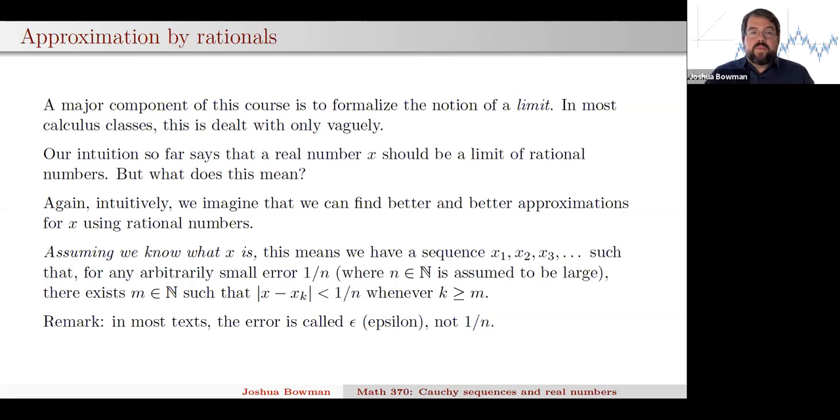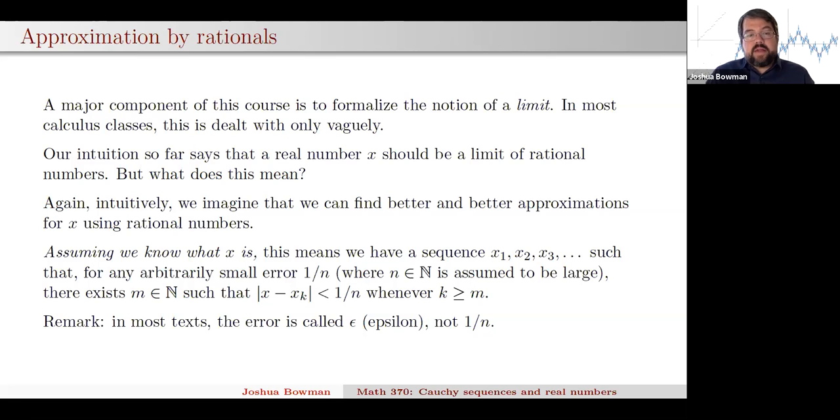Again, the intuition is that we imagine we can find better and better approximations to our real number using rational numbers. Now, assuming we know what real number we started with, what that means is we have a sequence, x1, x2, x3, and so on, and these are rational numbers, such that for any arbitrarily small error, so we're going to imagine setting a very small distance away from our limit, and that error will be written as 1 over n. Here you should imagine that n is a large natural number.